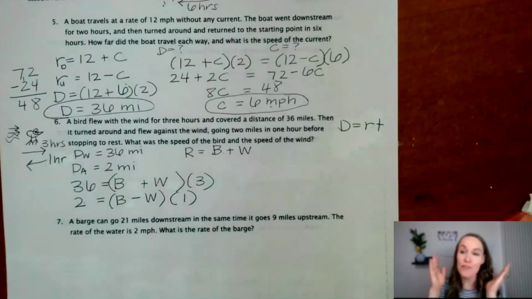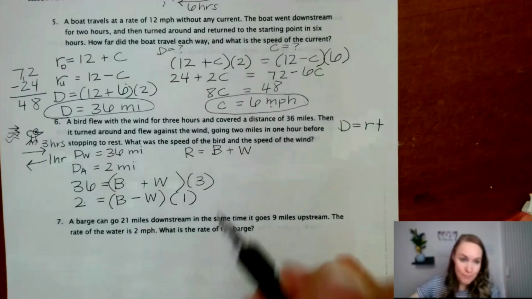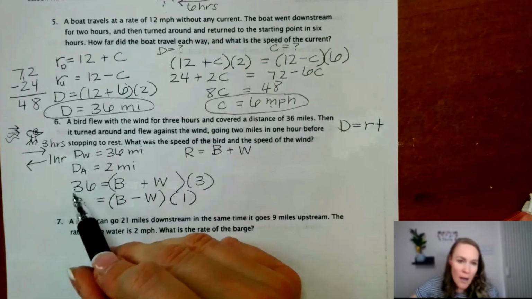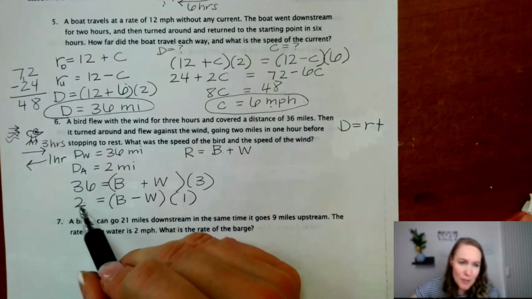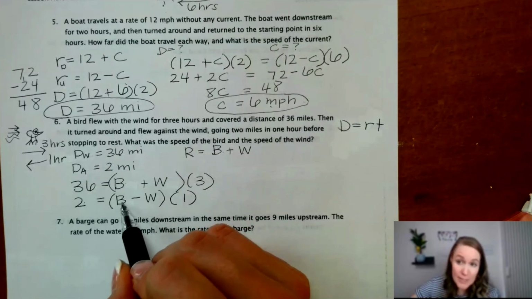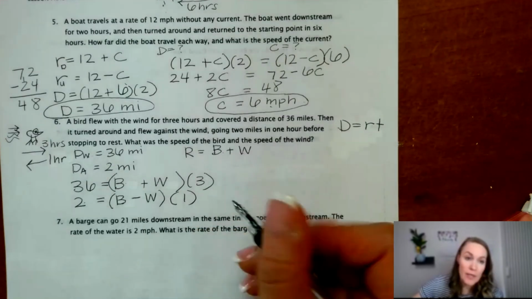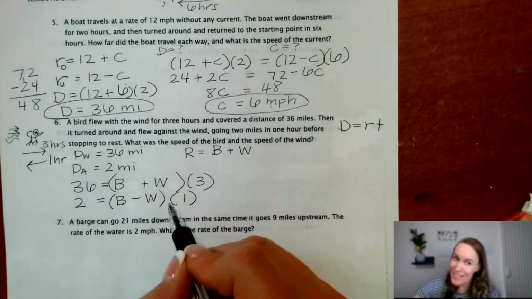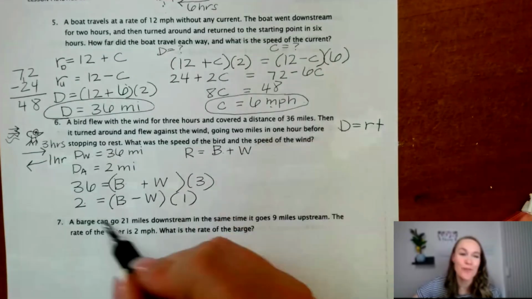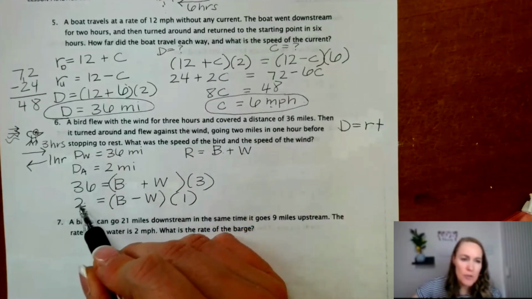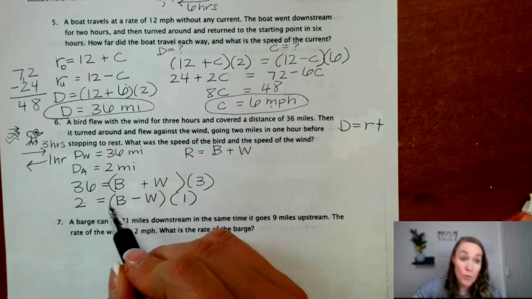Okay, this looks good. I have 2 equations and 2 unknowns, and now I can solve. So I think I'm going to take this equation and solve for the bird's speed. I can just drop out this 1 because I'm a mathematician. Anything times 1 is just going to be that thing, right? So I have 2, and then I'm going to add over W. 2 plus W equals B.